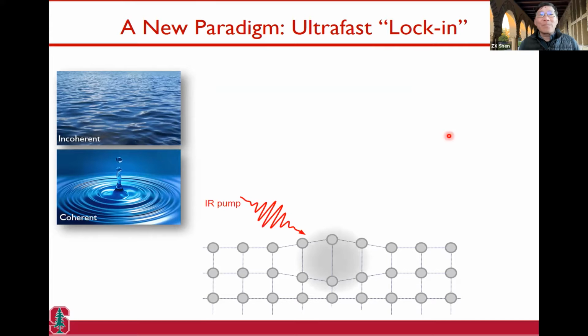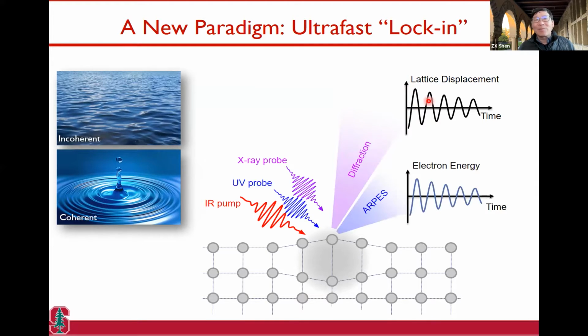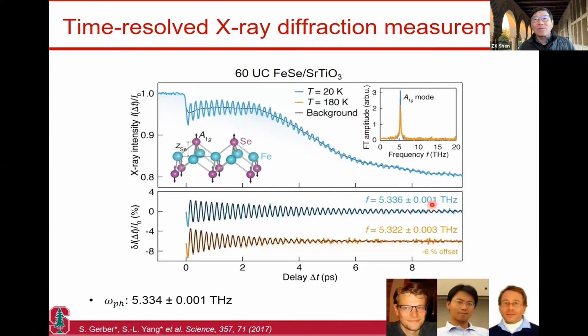So the idea will be to try to use the IR pump and, instead of incoherent excitation, if you're lucky, you actually can generate a coherent excitation. In this case, you of course can now generate a reference signal. Now you use X-ray to measure the lattice constant and use time-resolved photoemission to measure the band structure. Combining these two will give you the information of what you want, the deformation potential.